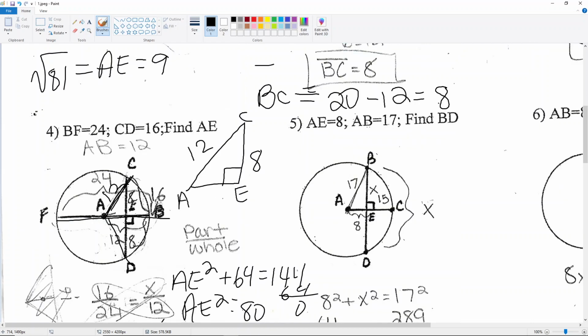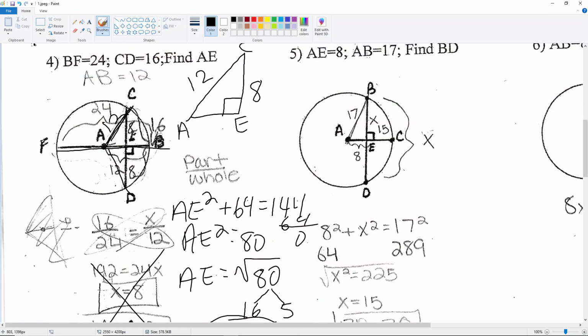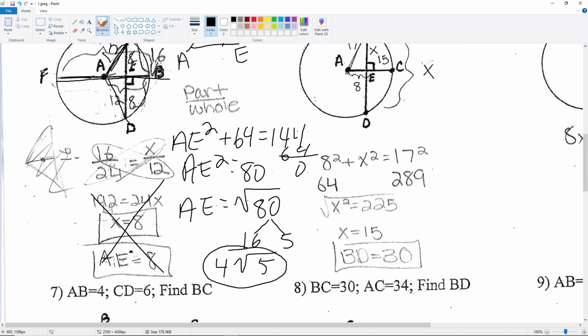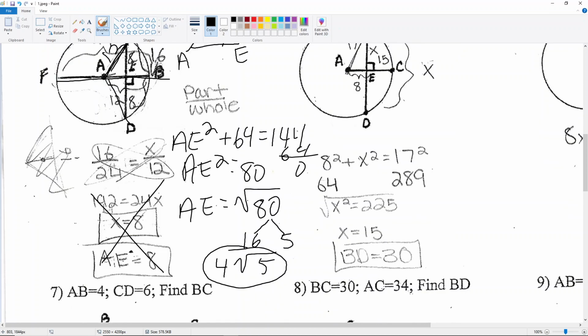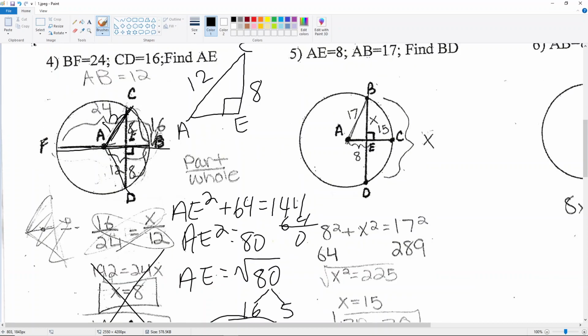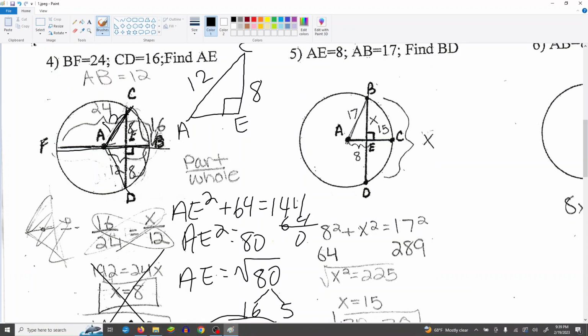All right, number 5. AE equals 8. You've already drawn it. Well, let's see if you did this right. AB is 17, and they want BD. BD is going to be twice BE. You did 8 squared plus x squared equals 17 squared. That looks good. Then x squared equals 289 minus 64, which is 225. X is 15, BD is 30. That is correct. You are correct.